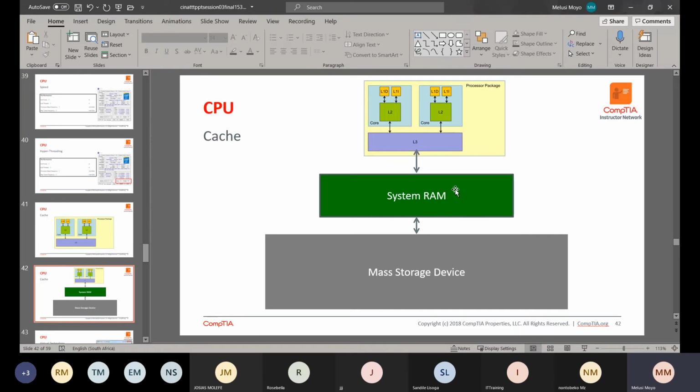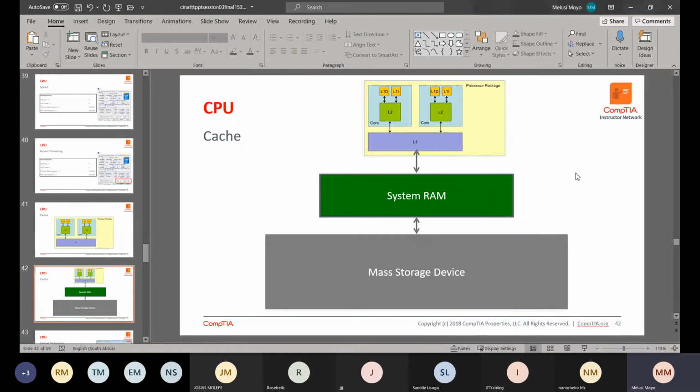It moves to system RAM. And then from the system RAM, if it fails again, it moves to mass storage. Mass storage is your hard drive, HDD, hard disk drive, or your SSD, and they will support your CPU. But if all that fails, then you start to see the scrolling wheel. Does the concept make sense?